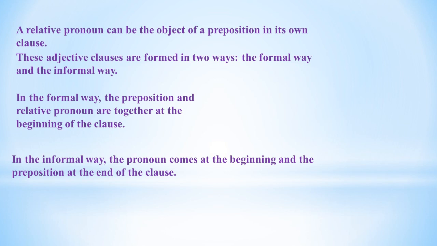For whom I did a favor, with whom I shared a secret, to which I sent my application, in which the gift was wrapped. In the informal way, the pronoun comes at the beginning and the preposition at the end of the clause. Whom I did a favor for, whom I shared a secret with, which I sent my application to, that the gift was wrapped in.